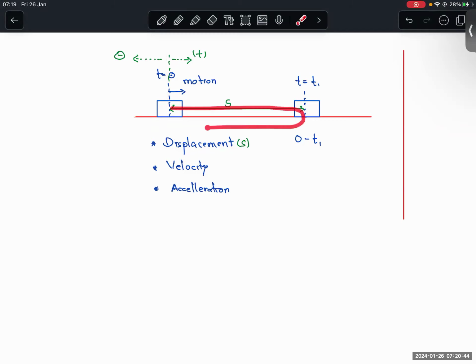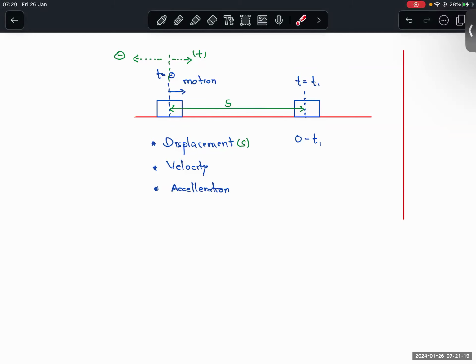Throughout this motion, the displacement was only positive. It was moving in this direction, again moving back to the initial point, but always the position of the object lay on the right side, right? So it was always what? Positive displacement. But when it crosses this point and goes to this side, then you call it a negative displacement. You don't consider the direction of moving.